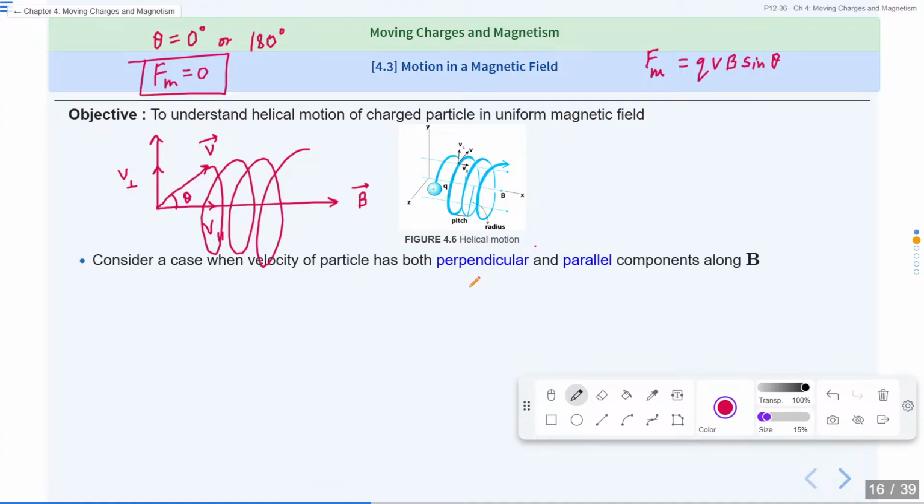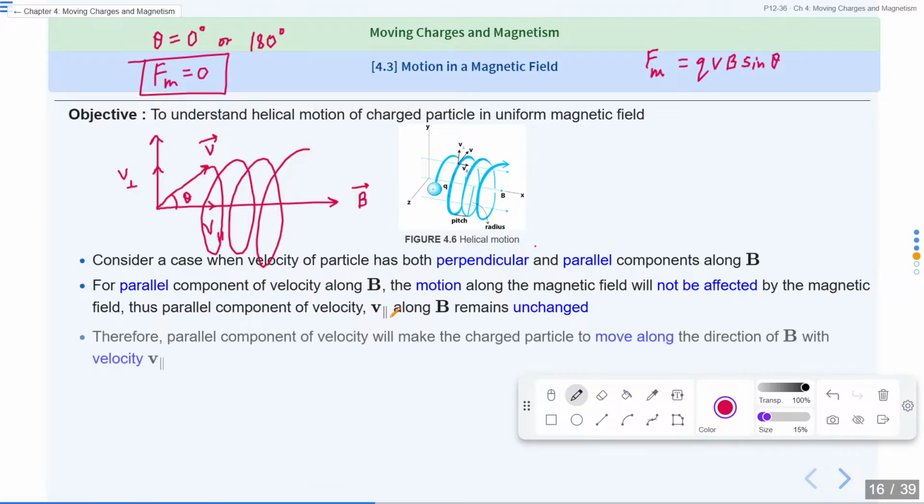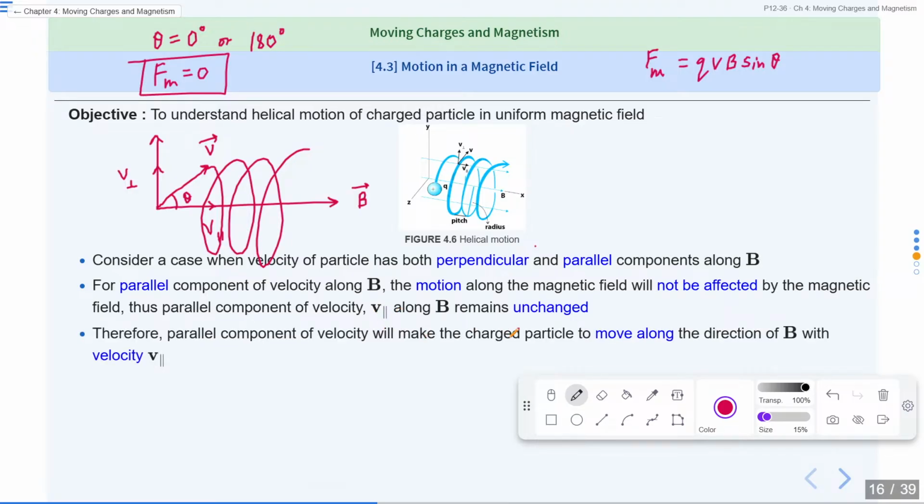So consider a case when the velocity of the particle has both perpendicular and parallel components along B. For the parallel component of velocity, the motion along the magnetic field will not be affected because there will not be any magnetic force due to the component of velocity parallel to the magnetic field, because in that case theta is 0 degrees. So the parallel component of velocity, v parallel, remains unchanged. And the parallel component of velocity will make the charged particle move along the direction of the magnetic field. So that parallel component will result in linear motion of that charged particle.